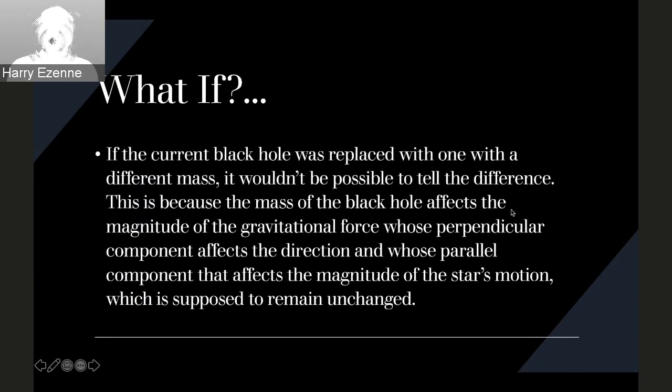What if? If the current black hole was replaced with one with a different mass, it wouldn't be possible to tell the difference. This is because the mass of the black hole affects the magnitude of the gravitational force, whose perpendicular component affects the direction, and whose parallel component affects the magnitude of the star's motion, which is supposed to remain unchanged.